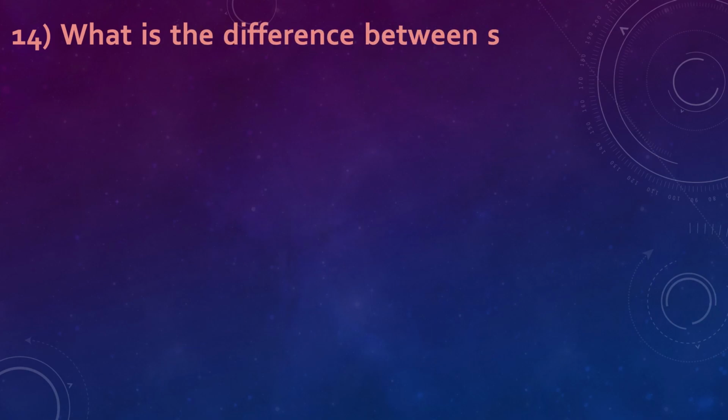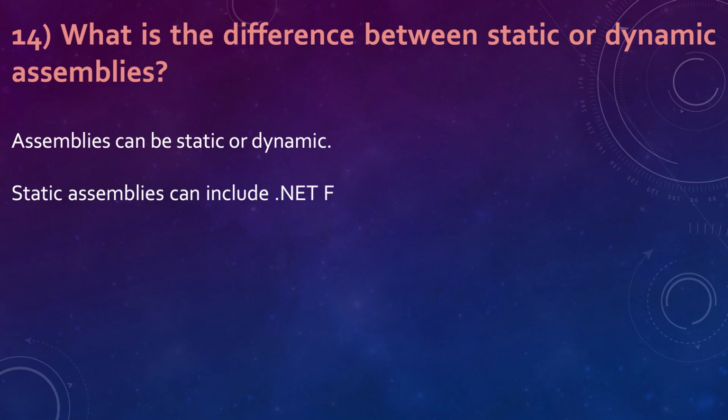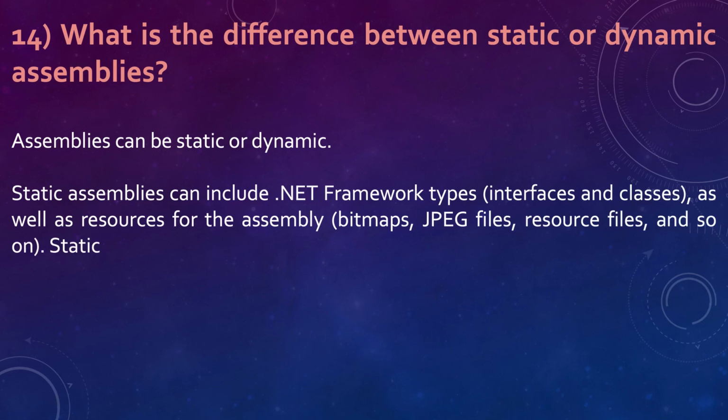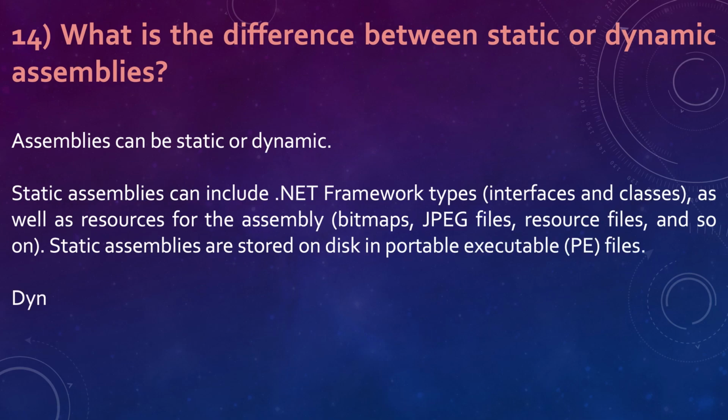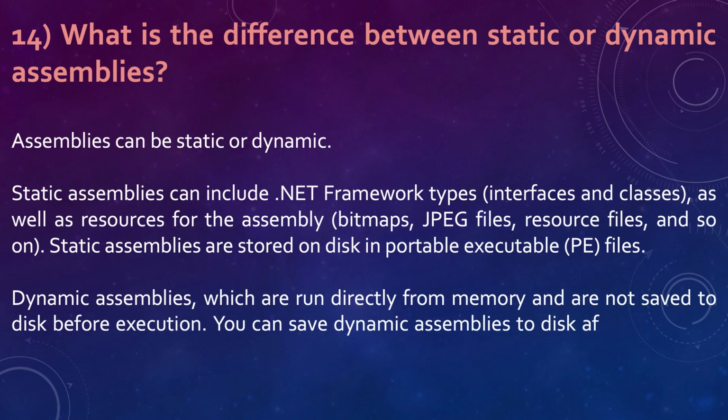What is the difference between static and dynamic assemblies? Assemblies can be static or dynamic. Static assemblies can include .NET Framework types, interfaces and classes, as well as resources for the assembly, bitmaps, JPEG files, resource files, and so on. Static assemblies are stored on disk in portable executable files. Dynamic assemblies are run directly from memory and are not saved to disk before execution. You can save dynamic assemblies to disk after they have executed.